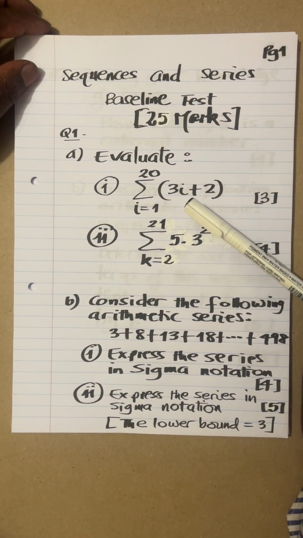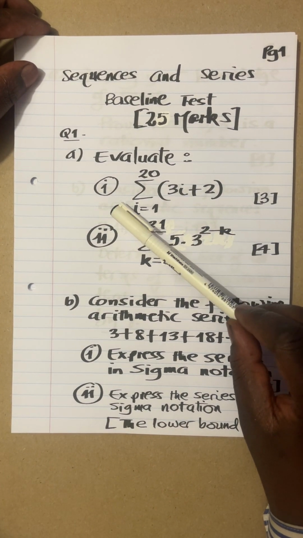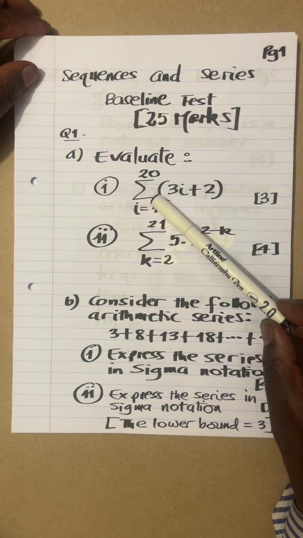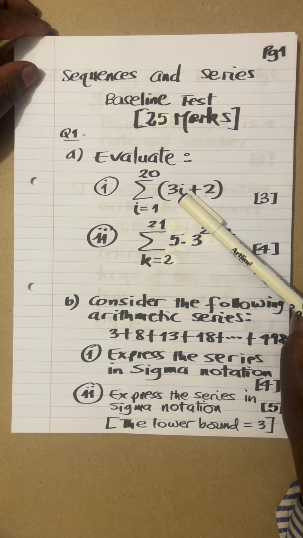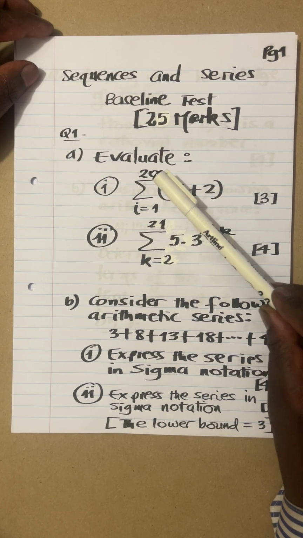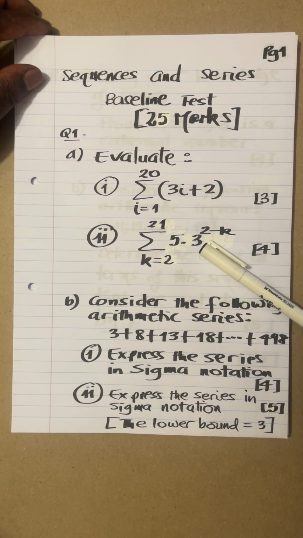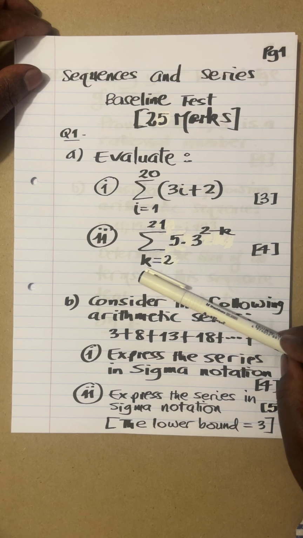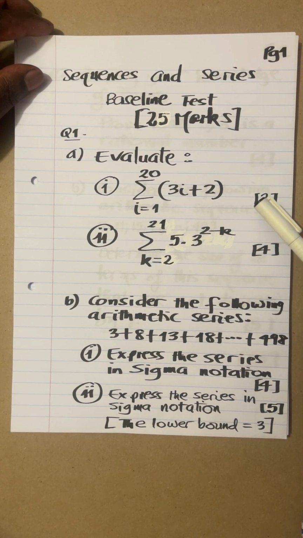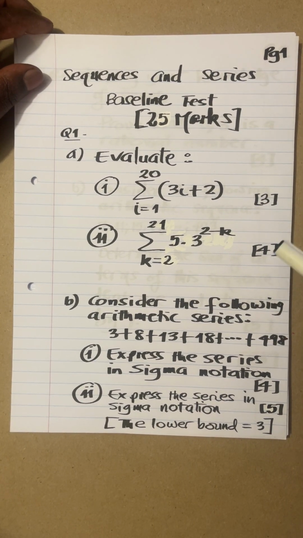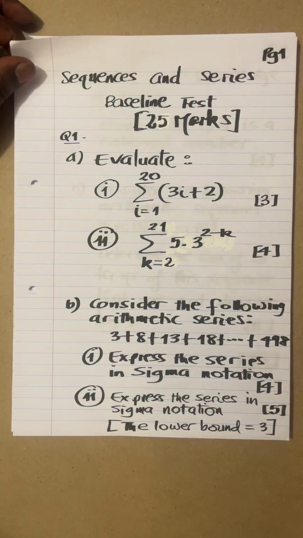Question 1, we're required to evaluate A, the sigma notation, the sum of all numbers 3i plus 2 from i equals 1 up to i equals 20. The second one is the sum of all 5 times 3 to the power 2 minus k from k equals 2 up to k equals 21. The number of marks is 3 marks, and that one is 4 marks. And then we can move on to question number 1b.